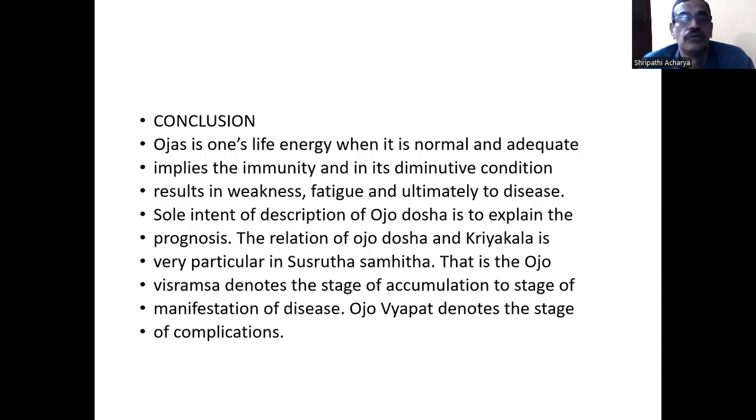Main conclusion: Ojas is one's life energy. When it is normal and adequate, it implies immunity, and in its diminished condition results in weakness, fatigue, and ultimately disease. The sole intent of the description of Ojo dosha is to explain the prognosis. The relation of Ojo dosha and Kriya Kala is very particular in the Samhita. Ojo Visramsa denotes the stage of accumulation up to the stage of manifestation of the disease. Ojo Vyapat denotes the stage of complications.